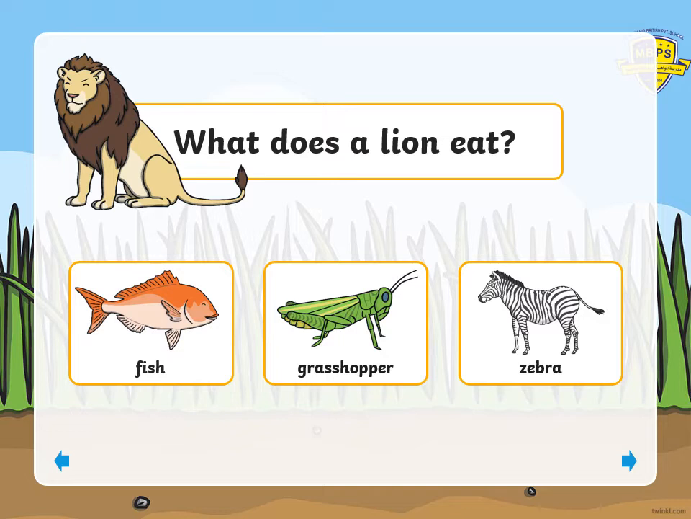Keep in mind, they live in savannas, the grasslands. Which animals will you find in the grassland? You'll find fish there? No. So what are you going to find? You're going to find a zebra. You're correct.